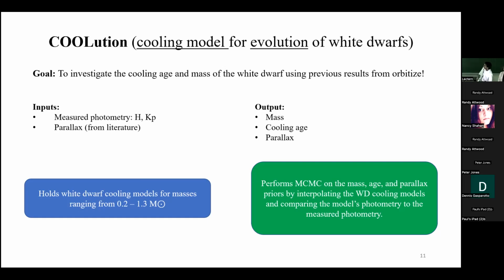And so our inputs, we used the photometry calculated in the K, the KP and the H bands, and the parallax from literature. This holds white dwarf cooling models for 0.2 to 1.3 solar masses. And what it does is essentially perform another MCMC analysis using the mass, age, and parallax priors and comparing our photometry with the photometry in the actual cooling models, which then gives us mass, cooling age, and parallax posteriors. So we were able to do that.